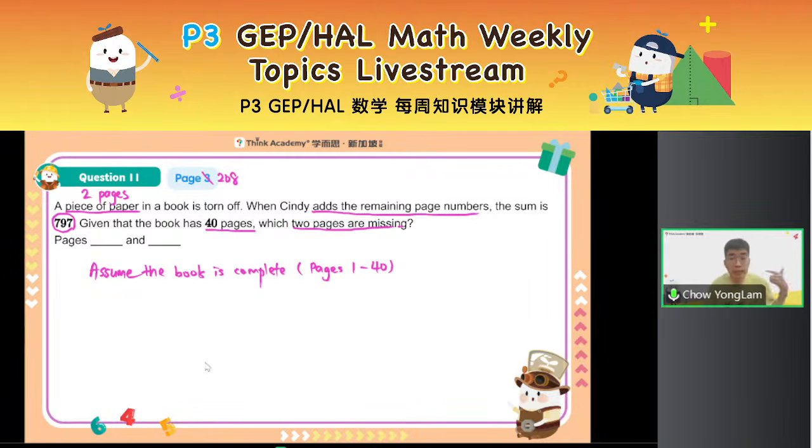But when the book is complete, the page numbers are all the numbers from 1, 2, 3, 4, all the way up to 39 and 40. I have a complete sum of 40 numbers. And look, 1, 2, 3, 4, all the way up to 40. All 40 numbers are there.